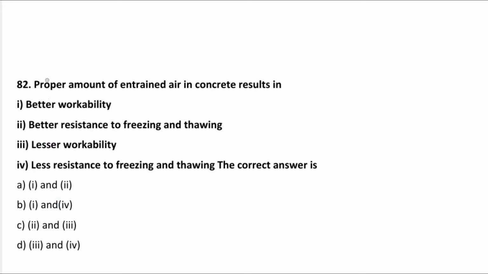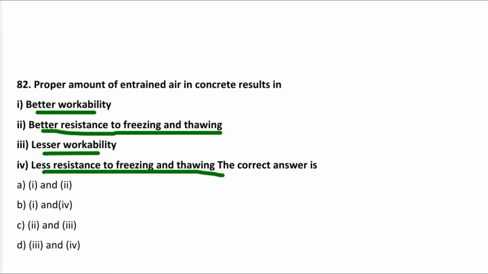So next question. The proper amount of entrained air in concrete results in: 1, better workability; 2, better resistance to freezing and thawing; 3, lesser workability; 4, less resistance to freezing and thawing. Option A, 1 and 2 are correct, option B, 1 and 4 are correct, option C, 2 and 3 are correct, option D, 3 and 4 are correct. So the correct answer is option A, 1 and 2 are correct.